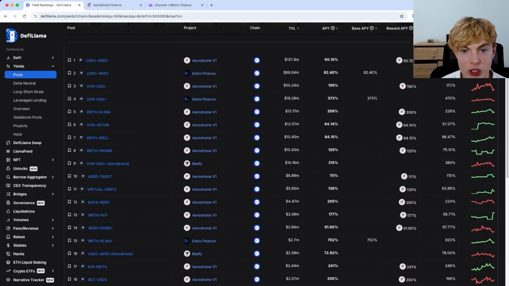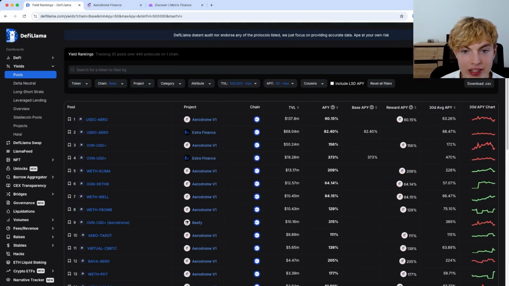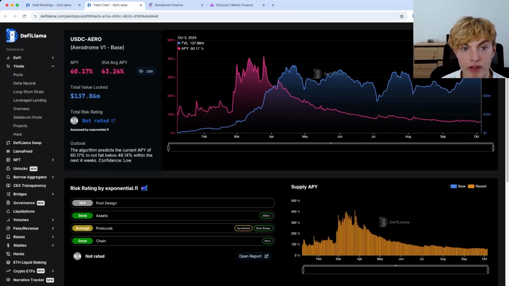Anyways, we're going to get back to that soon, but I want to go back to DeFi Llama and take a look at some of these pools. So first we have USDC to Arrow. Now this is the actual Arrow token. So if you want to provide liquidity for it, you could go ahead and open it in a new tab and find out more information about this pool.